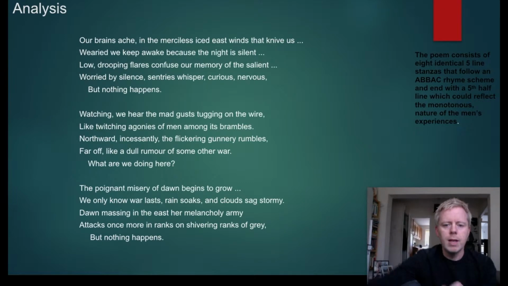So I'm going to go through the poem stanza by stanza and annotate it. But before I do, on the side there I've written, the poem consists of 8 identical 5-line stanzas that follow an A, B, B, A, C rhyme scheme and end with the 5th half line, which could reflect the monotonous nature of the men's experiences. So I'm not going to write that on every screen, but that's there for you to observe now.